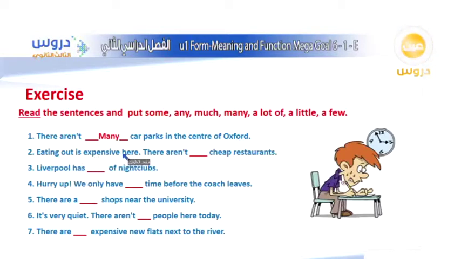Eating out is expensive here. There aren't cheap restaurants. Here we go. We have S, so it should be a count noun. With a negative, you can say there aren't any cheap restaurants.